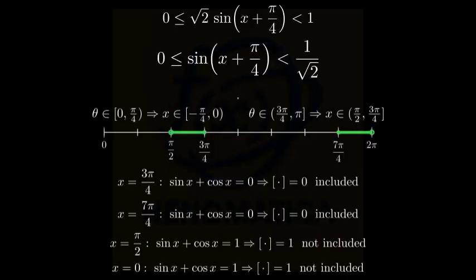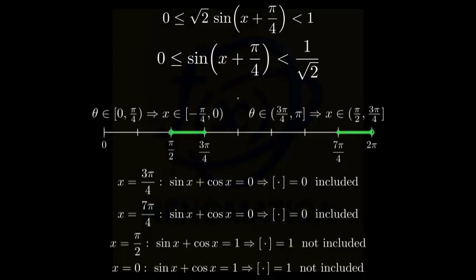From 0 to less than pi over 4 translates to x from negative pi over 4 up to 0, not including 0. The second arc from greater than 3 pi over 4 to pi translates to x from greater than pi over 2 up to and including 3 pi over 4. Let us place these on a number line from 0 to 2 pi.